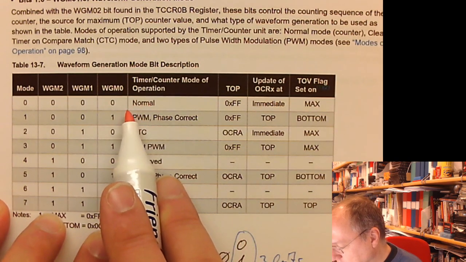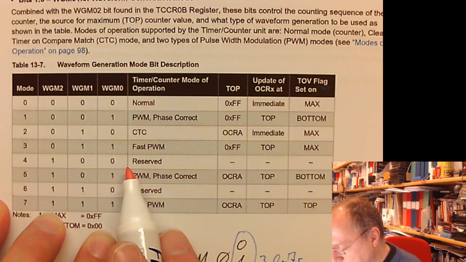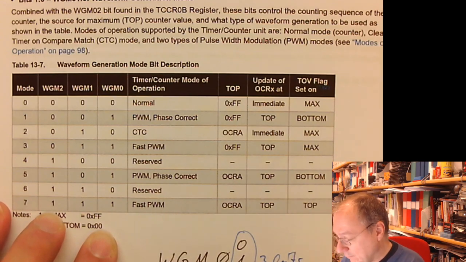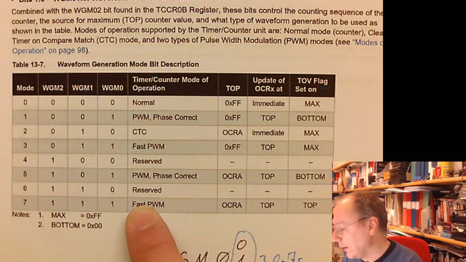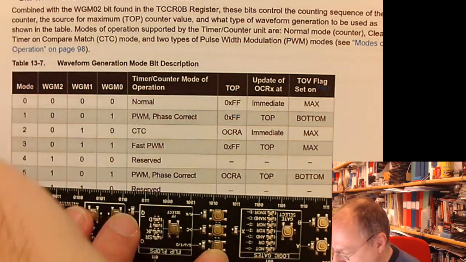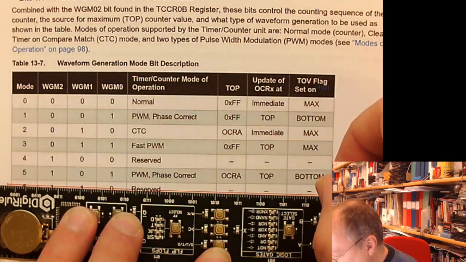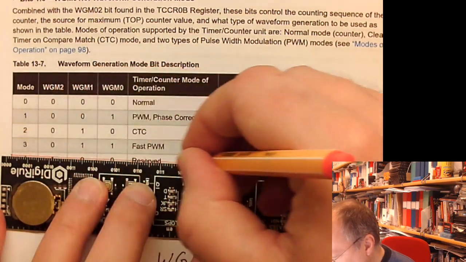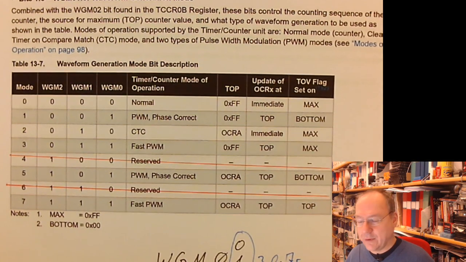We have something which is called normal. We have PWM phase correct. We have CTC, fast PWM, reserved, PWM phase correct, reserved, and fast PWM. So again, we have two things which we will ignore because I have no idea, and I don't want to test today what happens if we run anything in the reserved modes here, which leaves us with six. There's the other one here. That leaves us with six rows in this table of usable operation modes for the timer.